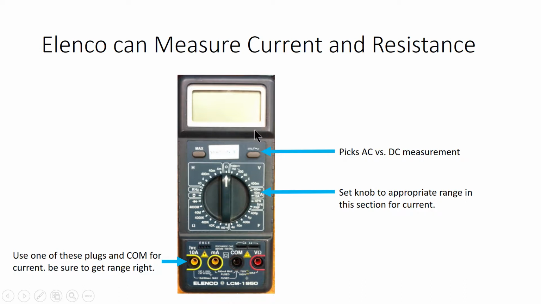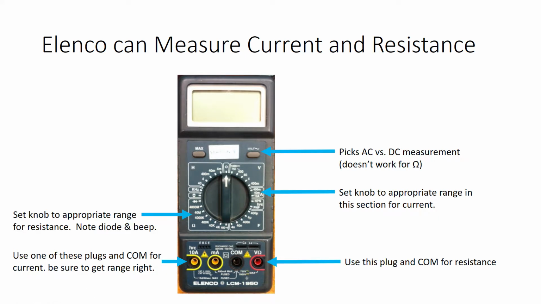Just like voltage measurements, you can use this button to pick whether you're taking an AC or a DC measurement, and you use this knob setting in order to pick what range of current you're trying to measure. You measure resistance by plugging your probes into the volts-ohms plug and the COM plug. Just like current and voltage, you have to pick a range of resistance that you intend to measure.